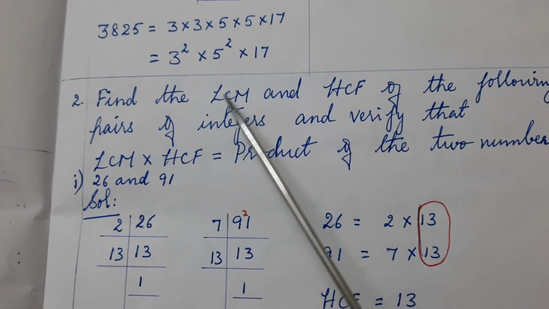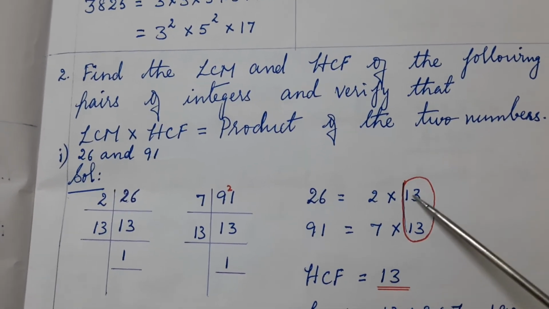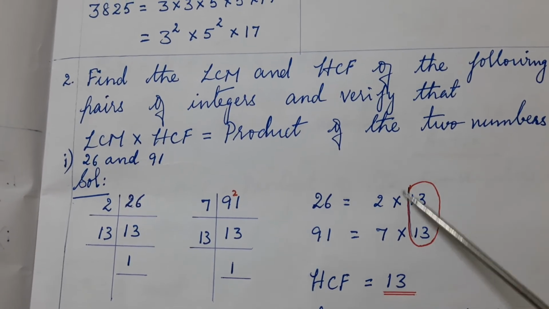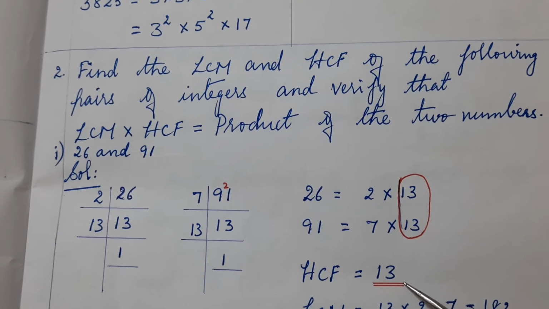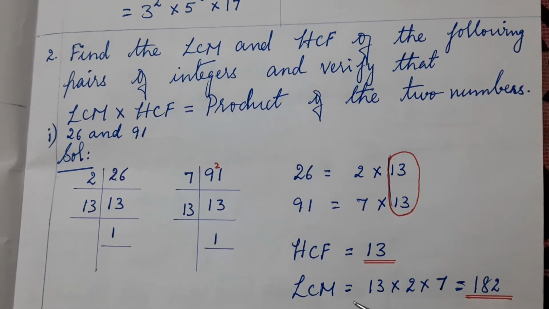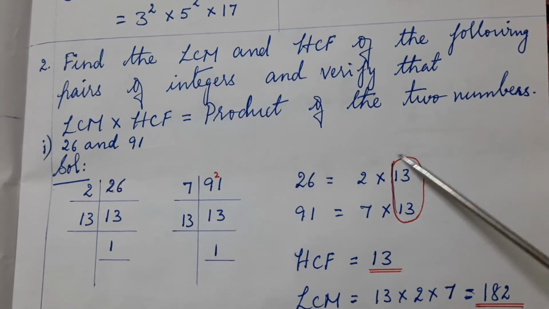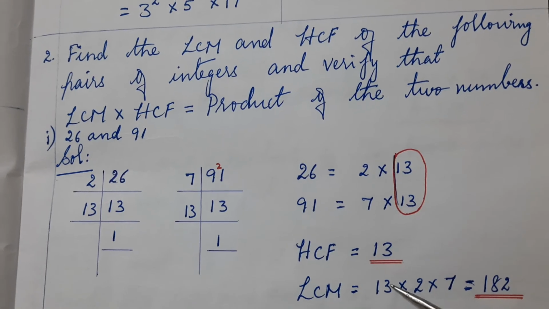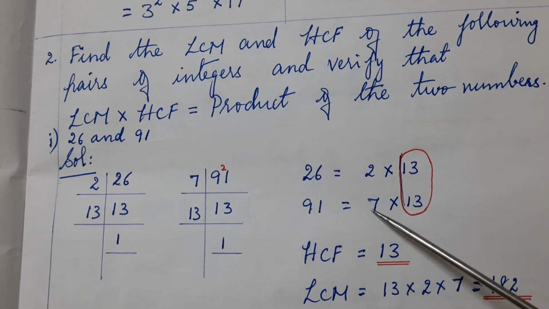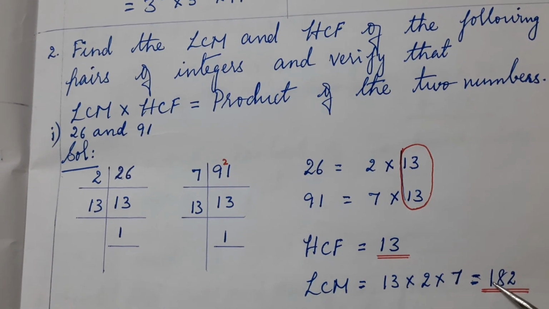We are asked to find LCM and HCF. First let us find what is HCF. What is the common factor in both? 13. So I have circled this. So 13 is the HCF. What is LCM? For LCM, first you write what is circled, that is the HCF, the 13 I have taken out. What is left over? 2 and 7. So 2 into 7. When I multiply, I got 182.